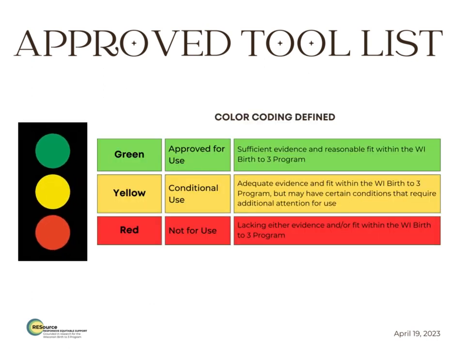Here you will see additional detail regarding the color coding that is associated with the rating for each tool. Remember that these categories were based on the average rating obtained from the review of the 6 factors of the hexagon tool in respect to use in our Wisconsin Birth to 3 program. Green tools are those that were most highly rated and are considered approved as they were found to have sufficient evidence and fit. Yellow tools are those that had adequate evidence or fit, but were found to have certain conditions for their use. And then there were several tools that were found to be lacking these factors and are red. These are not recommended for use in the Wisconsin Birth to 3 program.